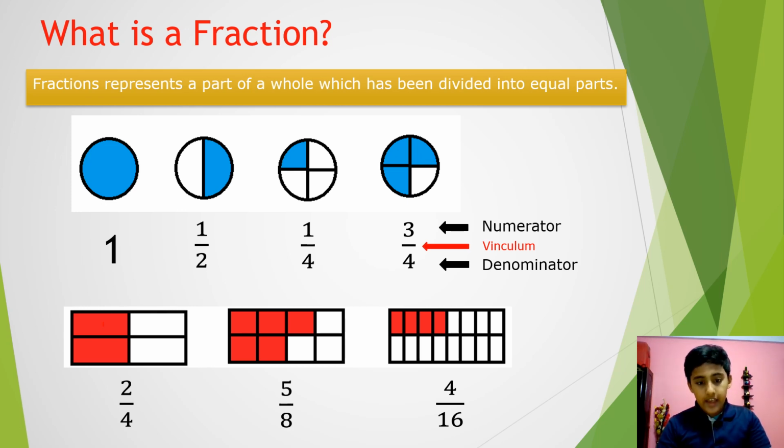shaded. And we can see here that there are 8 equal parts and only 5 are shaded. So here it is 5 by 8, and the last one was 2 by 4. In here we can see 16 equal parts and only 4 are shaded. So 4/16 of it is filled.